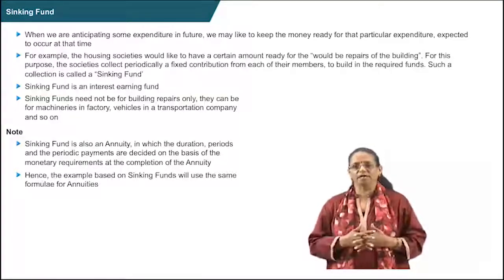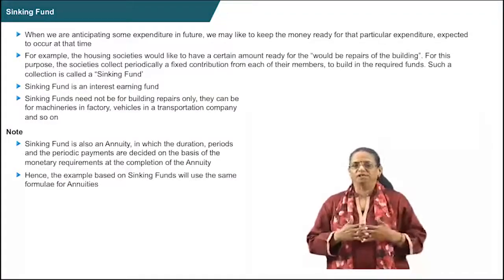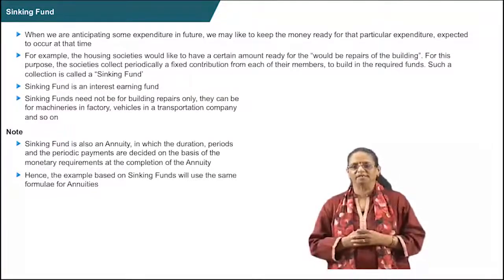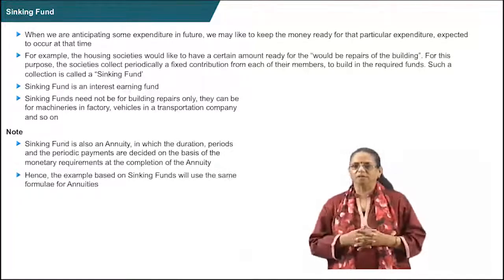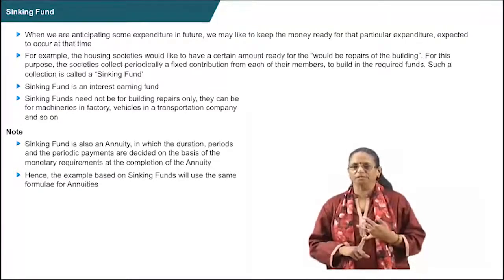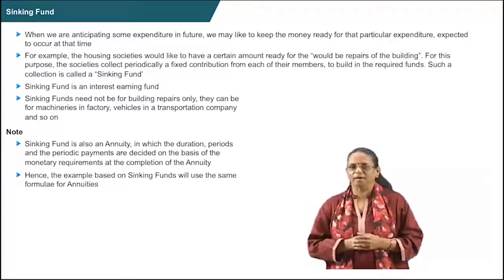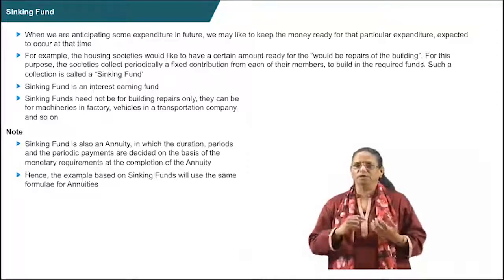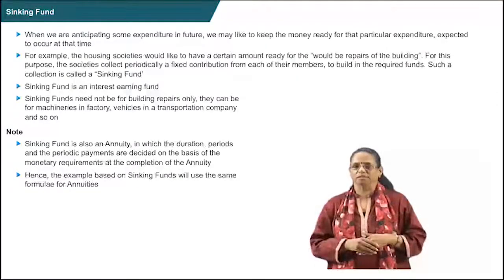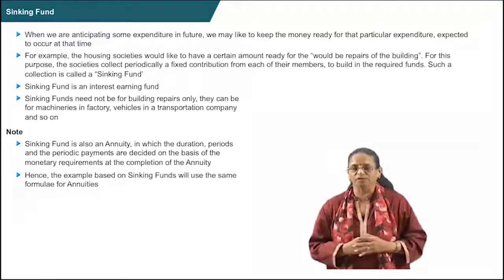A sinking fund can be considered as an annuity in which the duration, periods and the periodic payments are decided on the basis of the monetary requirements at the completion of the annuity. So how do you decide the duration, periods and the periodic payments? They are decided on the monetary requirement. How much amount do you need? All these things are kept in mind to decide about the duration, periods and the periodic payments. So the example on sinking funds can be handled with the same formula as we did for annuity.